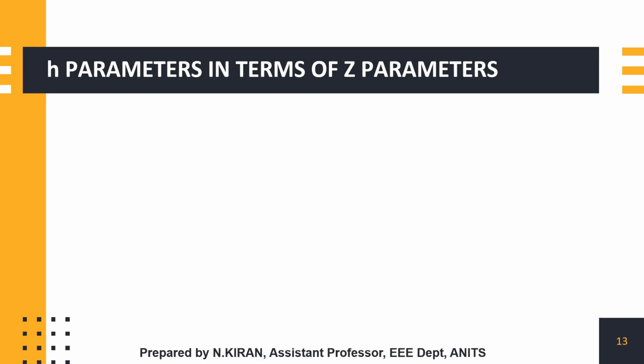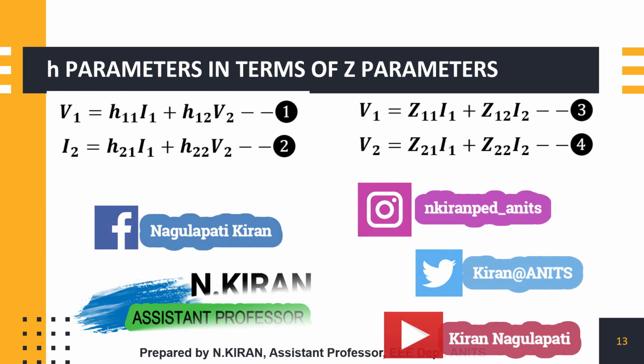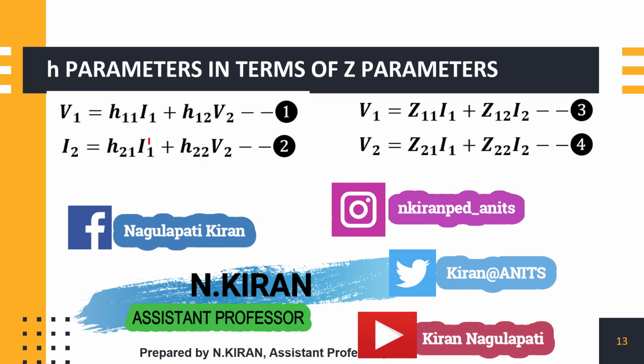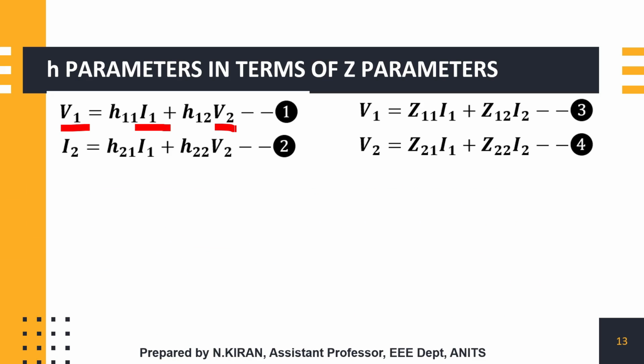Next is H parameters in terms of Z parameters, writing those two standard equations. So for comparison, let us see the variables. In the first equation there's V1, I1 and V2. In the third equation it is V1, I1 and I2. So I cannot compare it with the third equation.